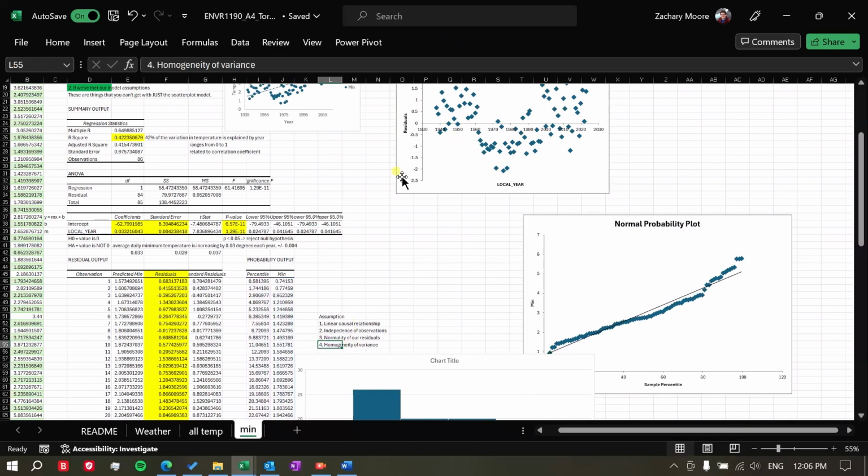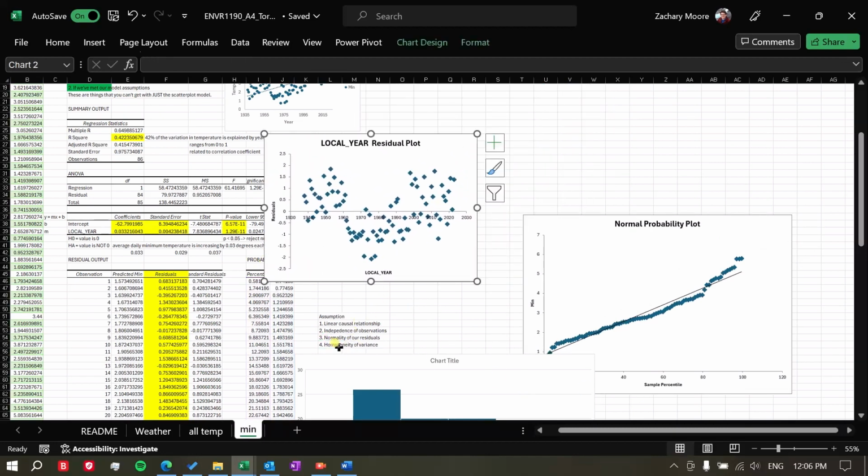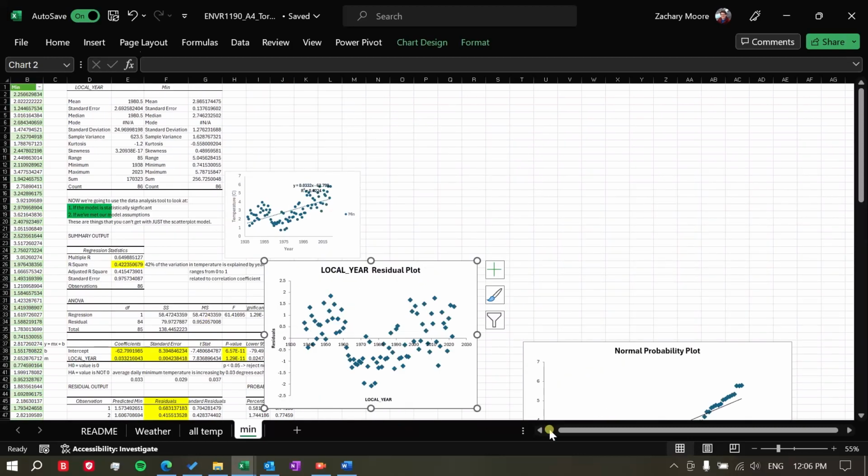And then the way that we're checking our other assumption, the homogeneity of variance, which again, homo is just the same, thinking that it's the same variance across, is by looking at this scatter plot of time, and then looking at the residuals. And we can see that there is some weird cyclic nature to the data, but all in all, it's pretty well distributed across this range in years that we have.